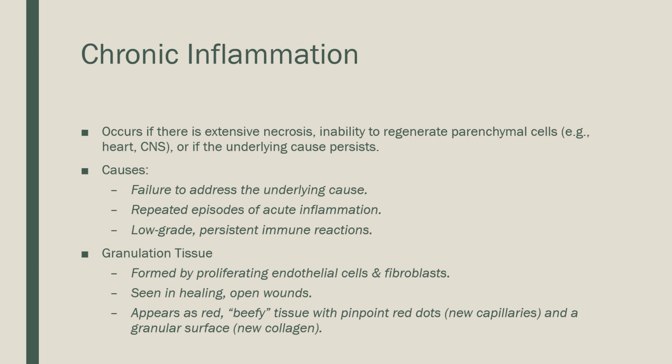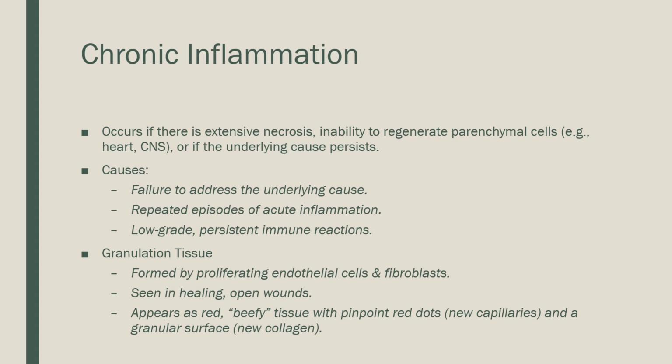Causes of chronic inflammation include failure to address the underlying cause, repeated episodes of acute inflammation, or low-grade persistent immune reactions. Key features include accumulation of macrophages, lymphocytes, and plasma cells. The macrophage accumulation is the result of chemotaxis, which is the movement of an organism or entity in response to a chemical stimulus, of monocytes, which are precursors to macrophages, to the area of injury. Macrophages modulate lymphocyte function and promote endothelial cell and fibroblast growth.